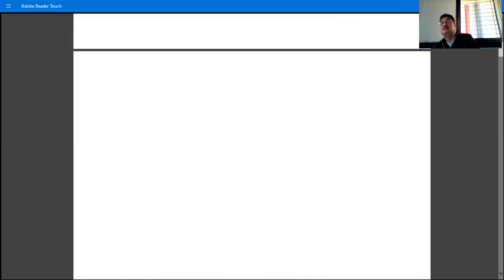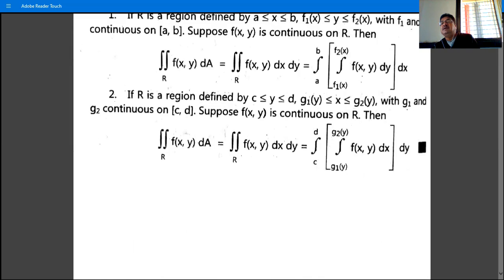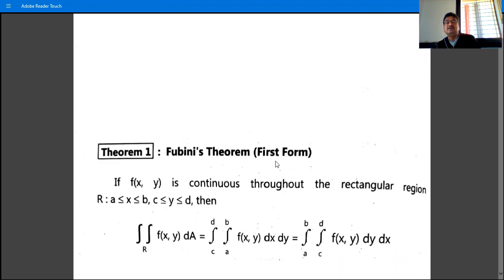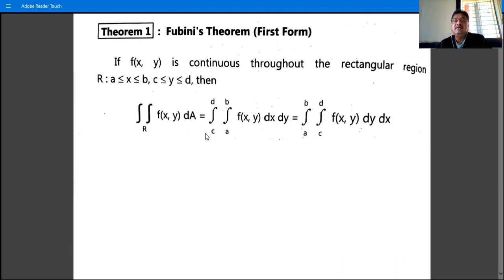What is the theorem? If the limits are constants, that is, the limits of x and y are constants, then we can change the order of integration. There is no change in the function, and there is no change in the limits. That is, c to d is the limit on y, and a to b is the limit on x, of f(x,y) dx dy. So we change the order to dy dx, just interchange the integration signs.